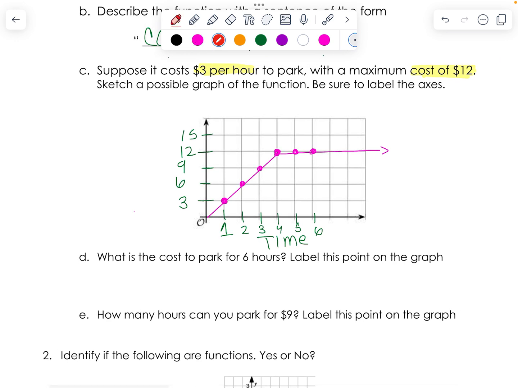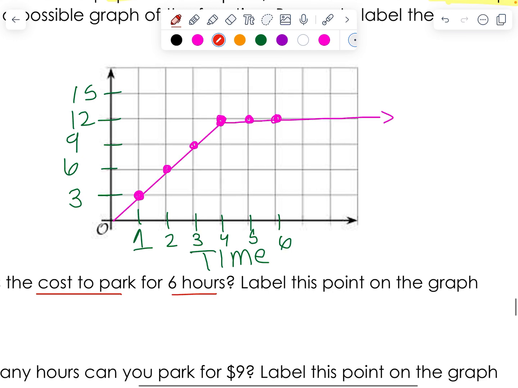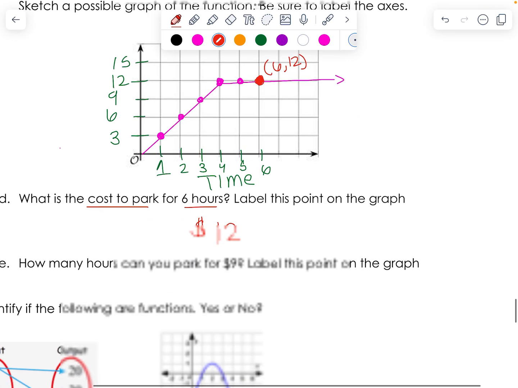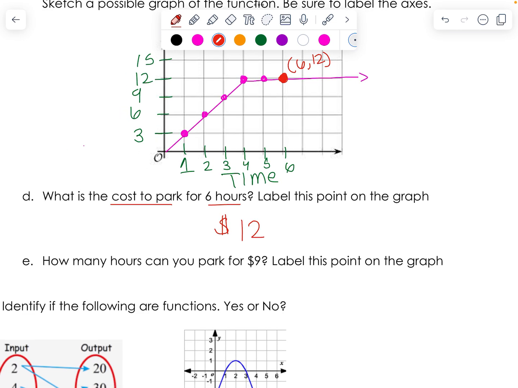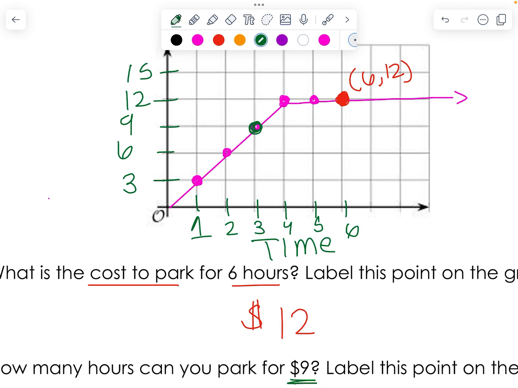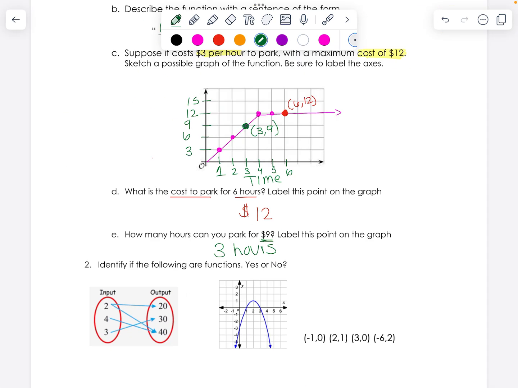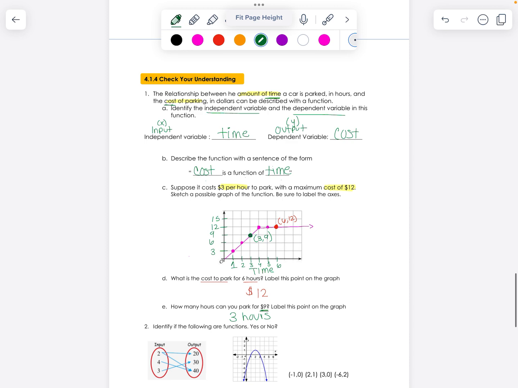So using our graph, we can answer the following questions. What is the cost to park for 6 hours? So 6 hours, we are at that maximum point, so it's going to be $12. They want us to label the points, so this one is 6, 12. How many hours can you park for $9? So $9 is here. We can park for 3, 9, 3 hours. Okay, that is question 1.